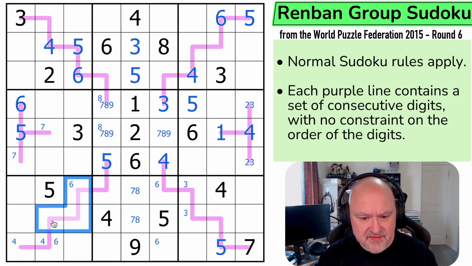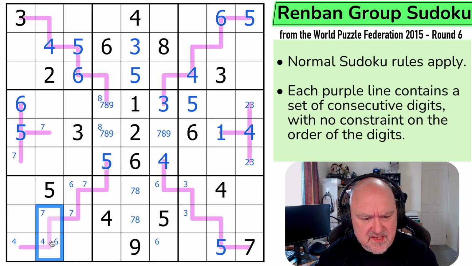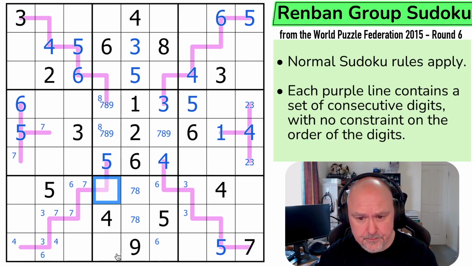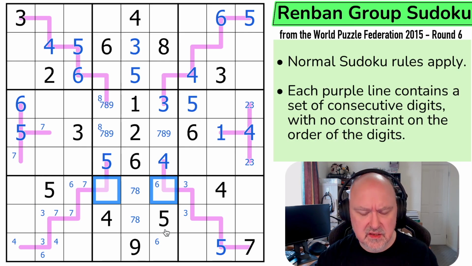Now, that can't be 7. 7 is in one of those 3. Yeah. I still need to put... Well, 3 is in one of these 2 now by Sudoku. Actually, it's always been in one of those 2 by Sudoku. So that cannot be a 3. And that cannot be a 3. Oh, that's clever. I like that.